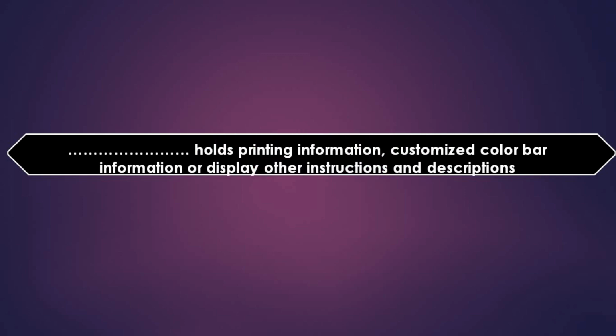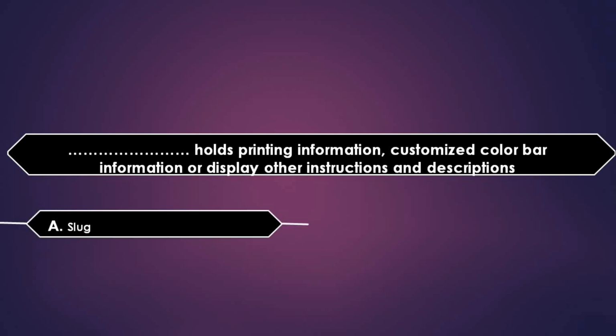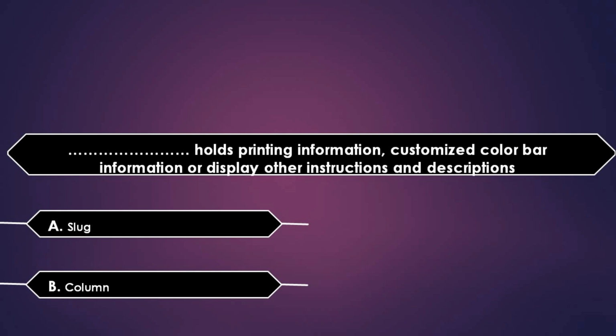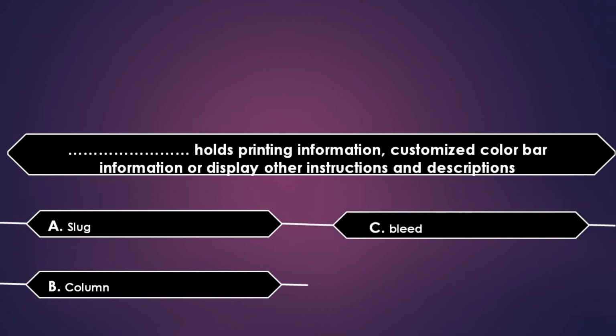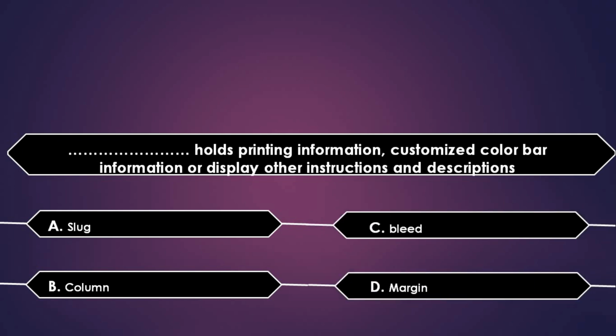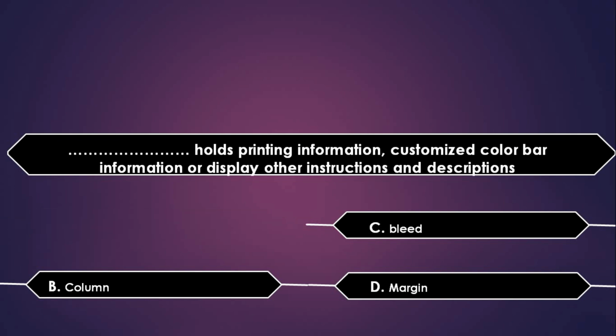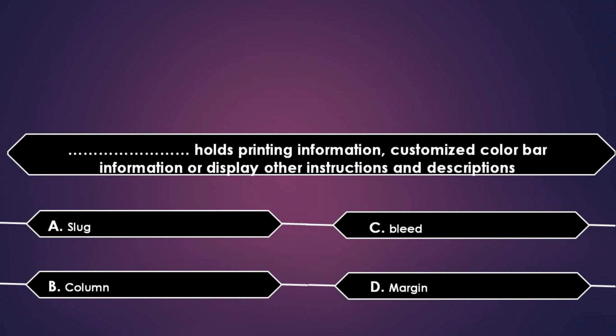Dash holds printing information, customize color bar, information, or display other instructions and descriptions. A. Slug, B. Column, C. Bleed, D. Margin. So the right answer is slug. Slug holds the printing information, customize color bar information, and other instructions.